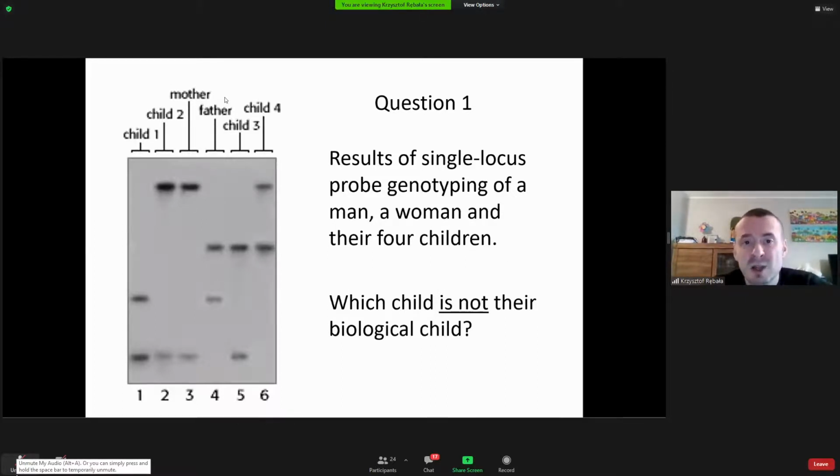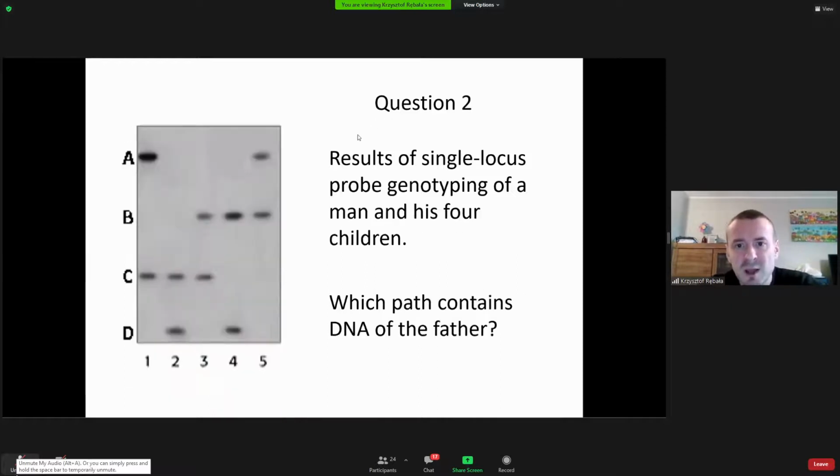Another question, which is actually more difficult. We have results of single locus probe genotyping of a man and his 4 children. The question to you is, where is the father? So we have 5 people: 1, 2, 3, 4, 5. One of these 5 people is the father of the rest. So my question to you is, where is the father?